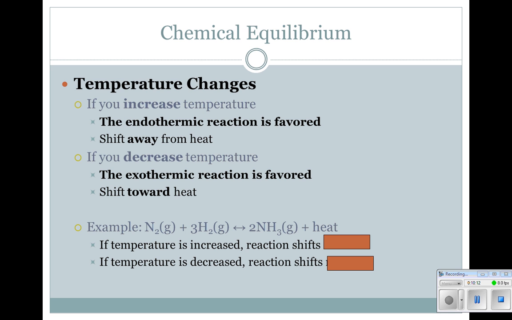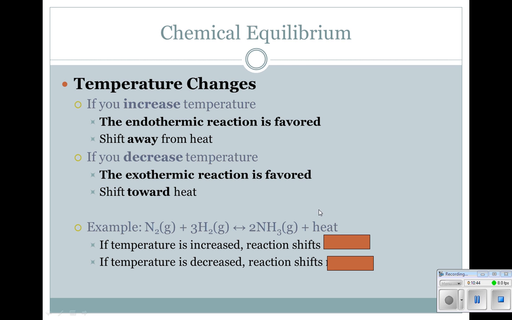N2 plus 3H2 produces 2NH3 plus heat. So we see heat here. Now, one thing I do want to review is what kind of reaction is this going forward? Well, if you look, you have reactants, product, heat is a product, meaning that the forward is exothermic, the reverse is going to be endo. I'm adding heat to my reactant and producing my product. That would be endothermic.